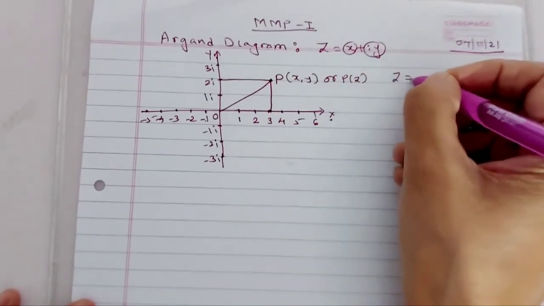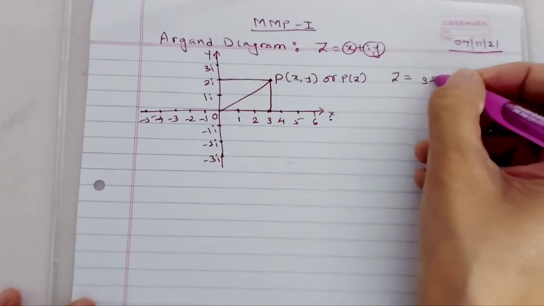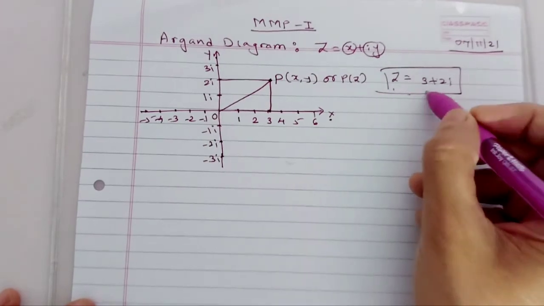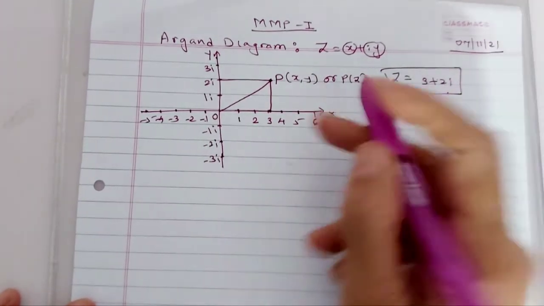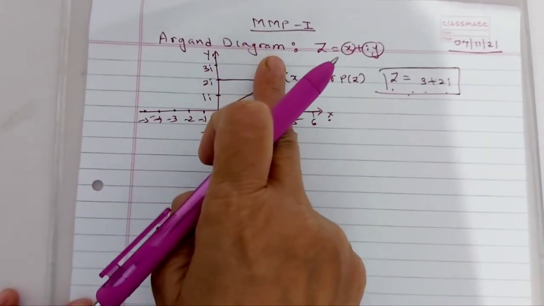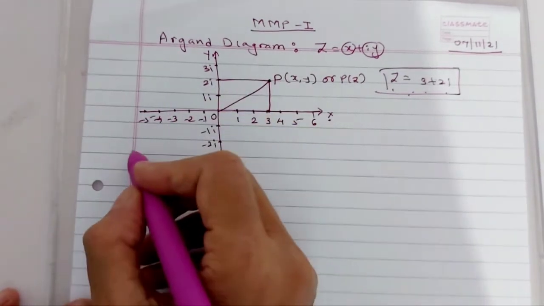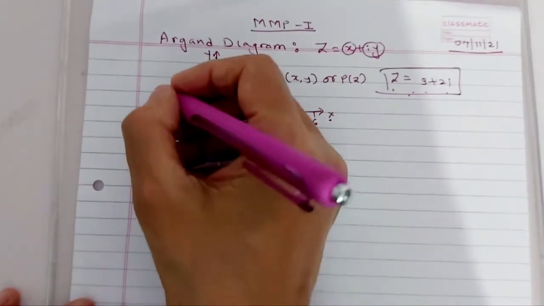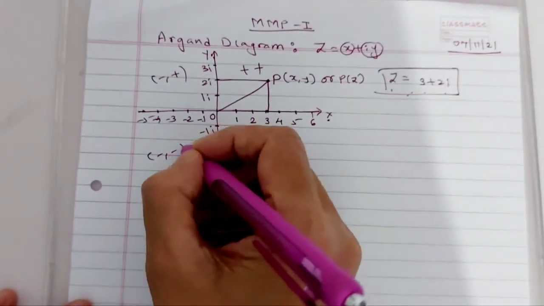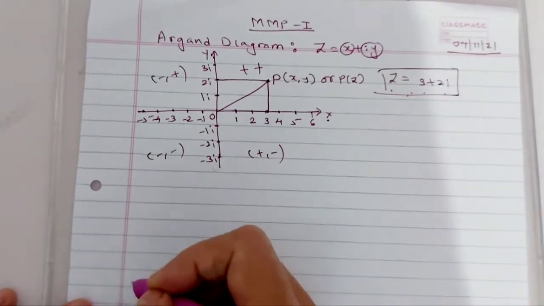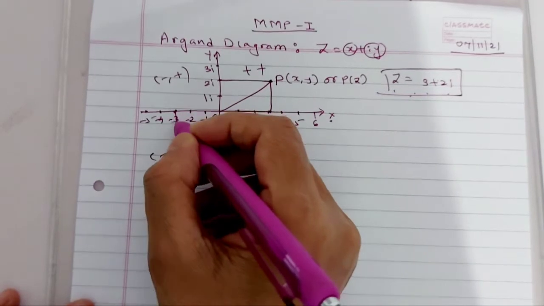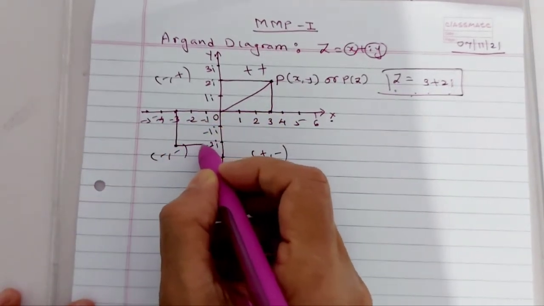So how will I write my z? This is x is 3 plus 2i. So this complex number z, which is 3 plus 2i, can be represented on a complex plane, and that diagram is called the Argand diagram. Suppose I have the second quadrant and the third quadrant. This is plus plus, this is minus plus, this is minus minus, this is plus minus. Fourth quadrant. Suppose I have a point over here.